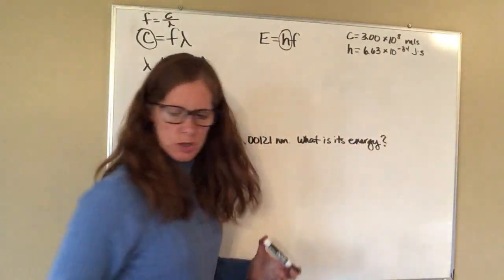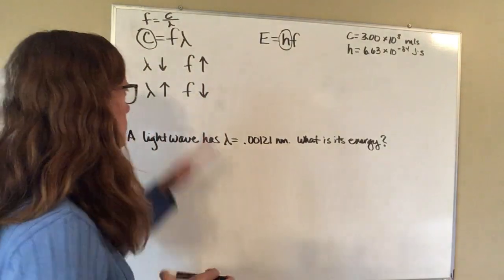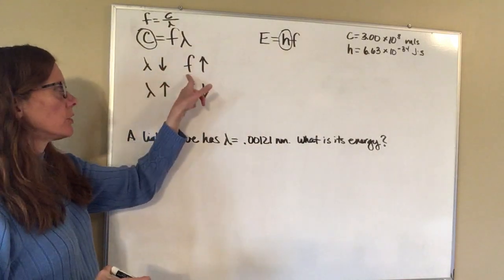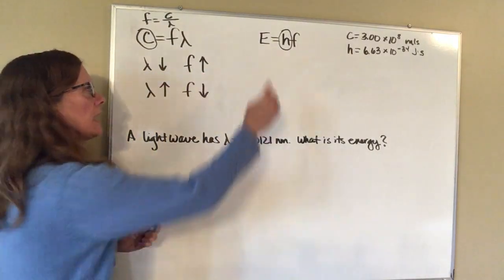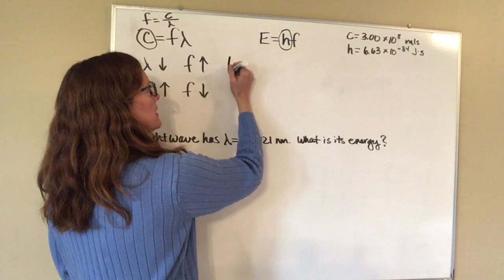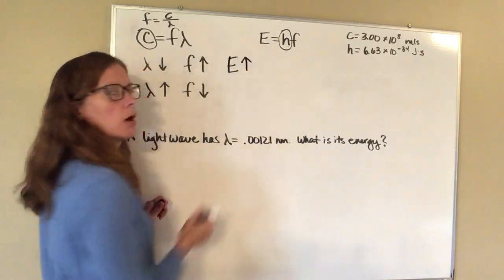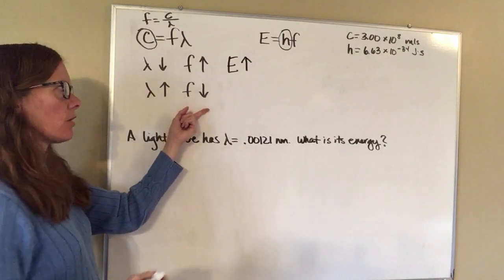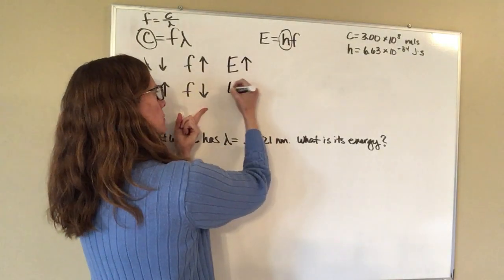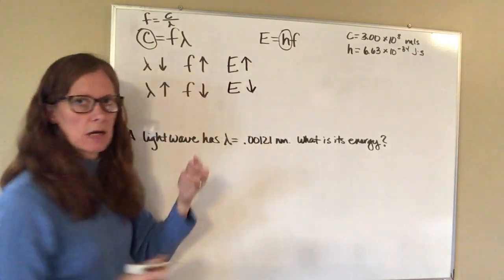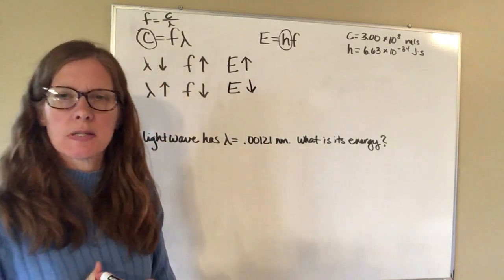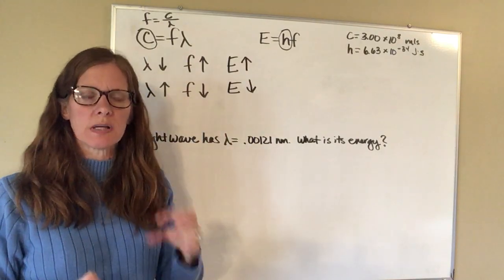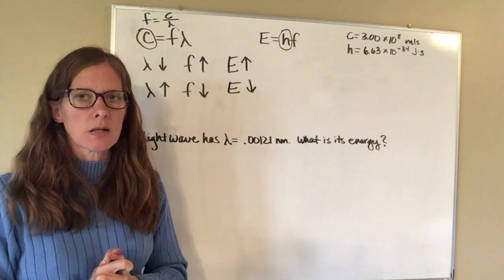So what we want to do is carry the relationships that we learned the last time just one step further. If the wavelength goes down, the frequency goes up. If the frequency goes up, the energy also has to go up. Okay? If the wavelength goes up, the frequency goes down. If the frequency goes down, the energy also goes down. And so you're going to be doing some homework problems where you're going to be talking about that. But this is a relationship that you really need to try to get pretty solid in your mind.